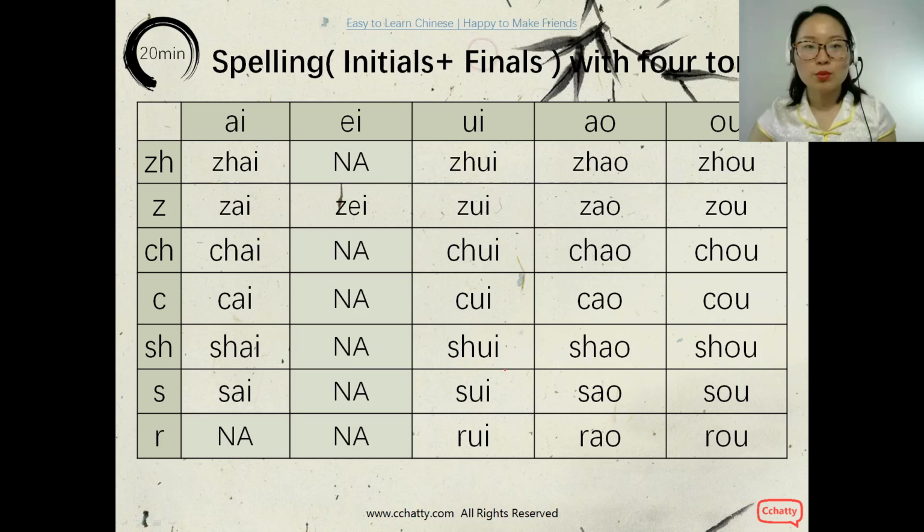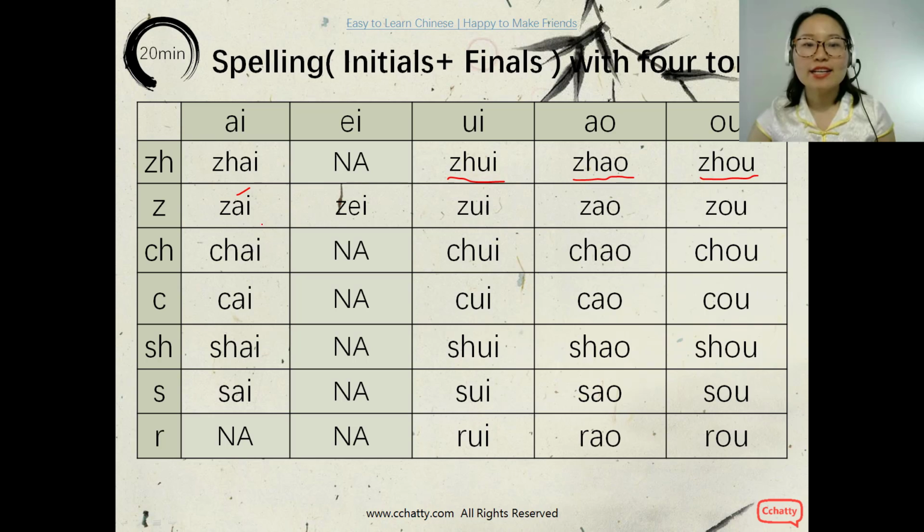And next page, we will do this chart, the spelling. So this one, zh, and we put them together. Zhai, zhai, and then zhao, zhao, and then zhou, zhou. Here, this line is the first tone. We learned the tones before, right? And then the second line, I'll add a second tone.